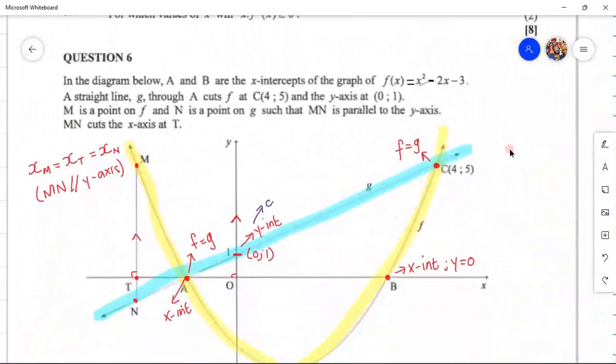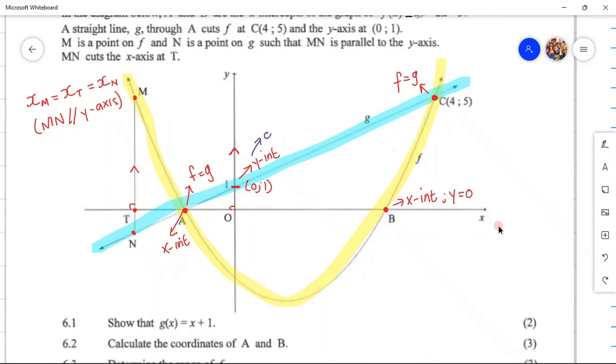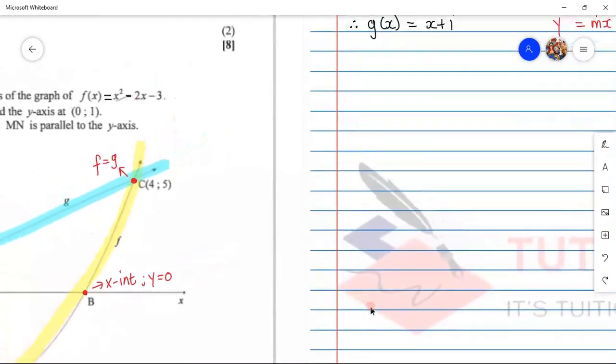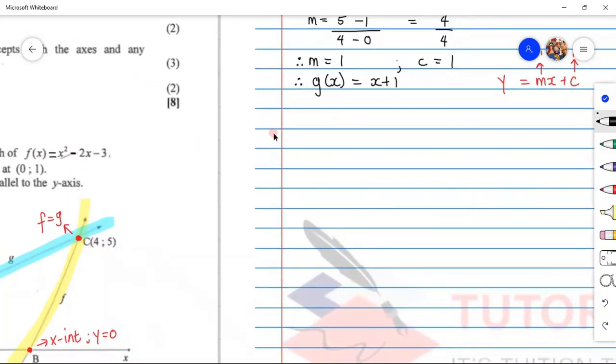So our next question is question 6.2. We need to calculate the coordinates of A and B. And now we know that the coordinates of A and B are the x-intercepts of our function f. So do we have the equation? Yes, we have the equation of the function f. So all we are going to do is find the x-intercepts of f. And we know x-intercepts are where y is equal to 0. So question 6.2, we've got f of x equals x squared minus 2x minus 3.